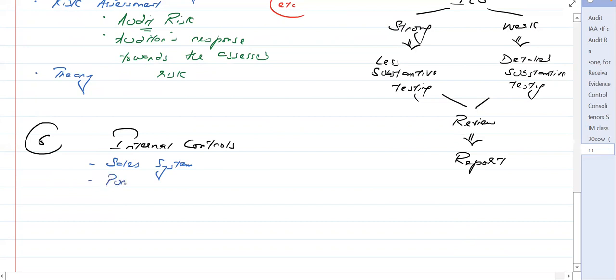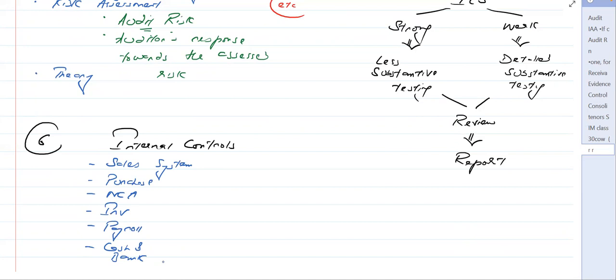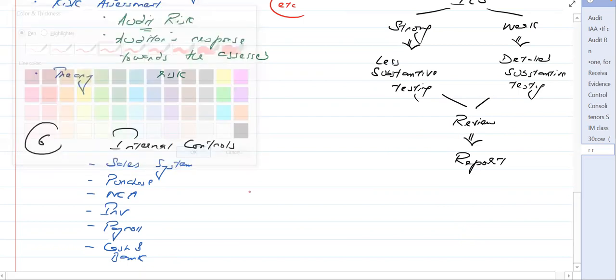So sales system, purchase system, non-current asset system, inventory system, payroll or wages and salary system, the cash and bank system. So you're going to study these systems in detail. The systems, their objectives, their control activities within, for example, the credit function, the credit ratings, the credit period, goods received notes, goods dispatch notes, asset registers, budgeting. So all these things pertaining to the system. And now the exam focus.